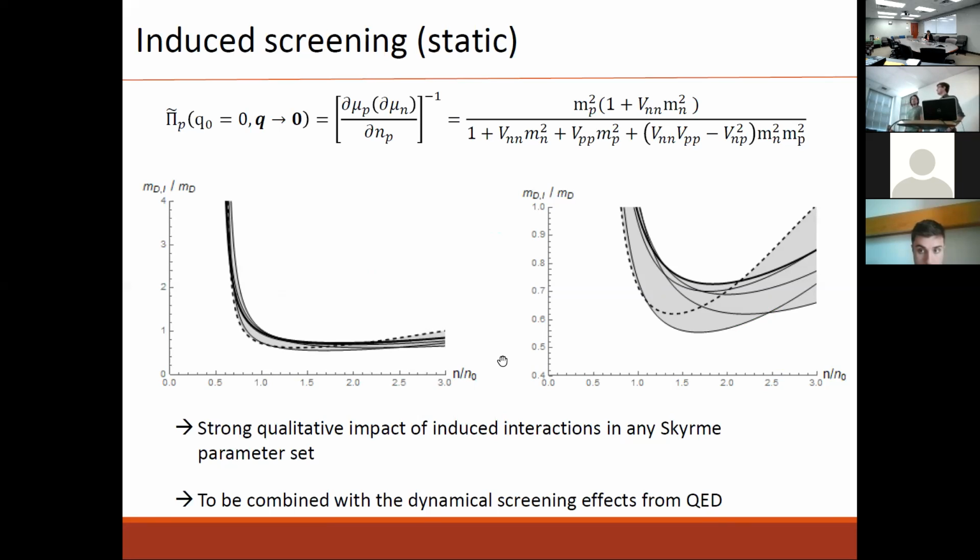But the general features stay the same. I mean, you see it. Yes. Okay.